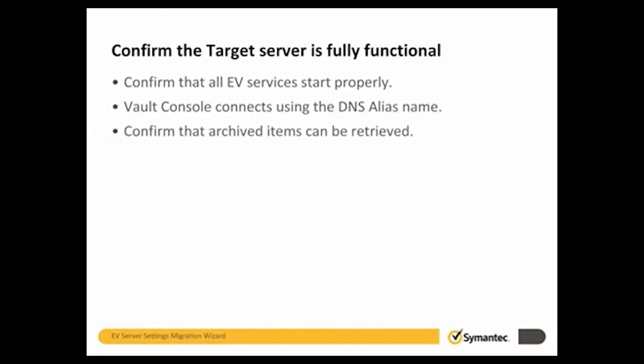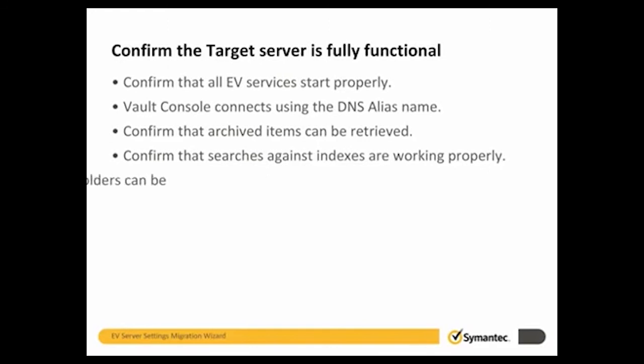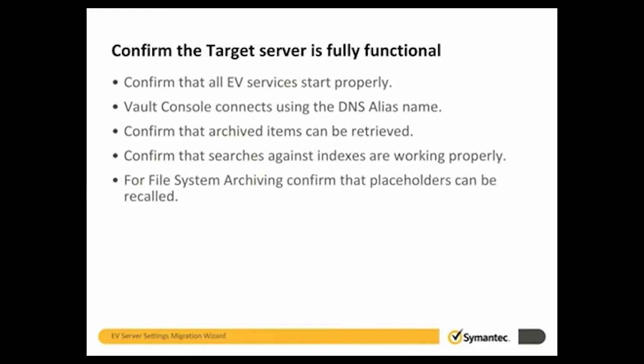Confirm that the archive items can be retrieved without issue. Perform searches against archives and verify that the items are seen properly and can be opened. If using file system archiving, then confirm the items can be recalled from the file server using the placeholder file.